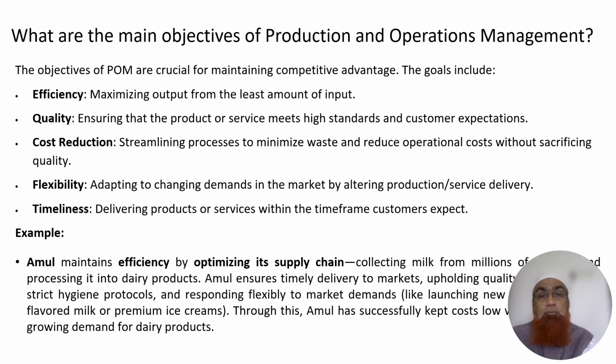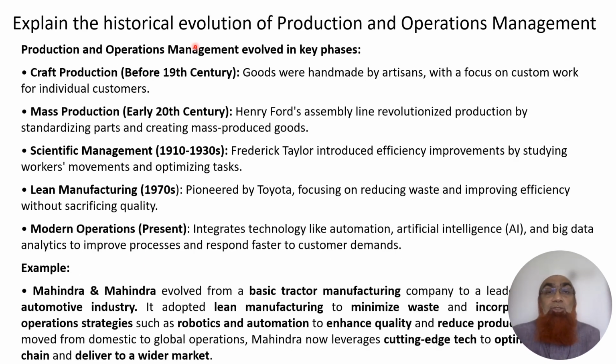Now, explain the historical evolution of production and operations management. This we have already discussed, but again: craft production, which is before the 19th century; mass production, which is early 20th century; scientific management during 1910 to 1930; lean manufacturing; then modern operations. Not only modern operations, in that we have also discussed AI, automation, big data and all. Right?